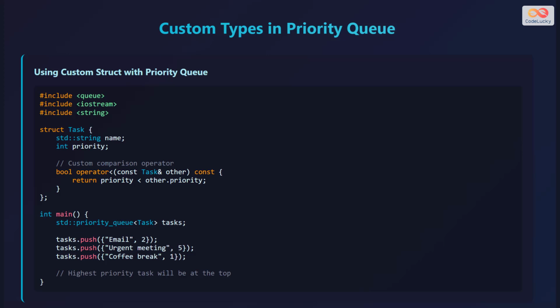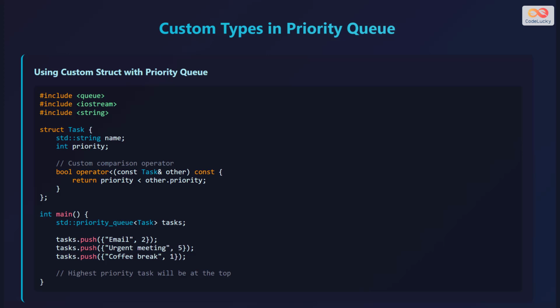You can also use custom types with priority queues by defining a custom comparison operator. This allows you to prioritize elements based on specific attributes of your custom type. Here's an example of how to use a custom struct with a priority queue.